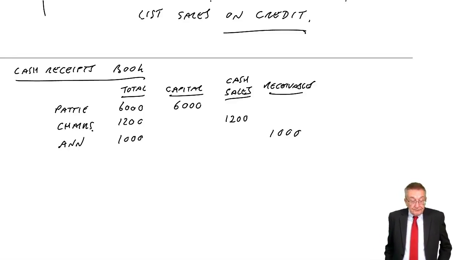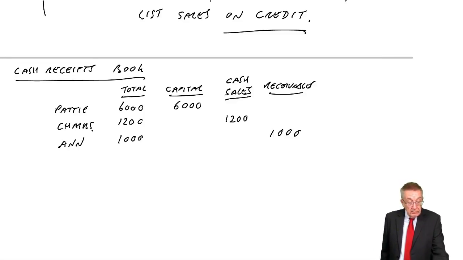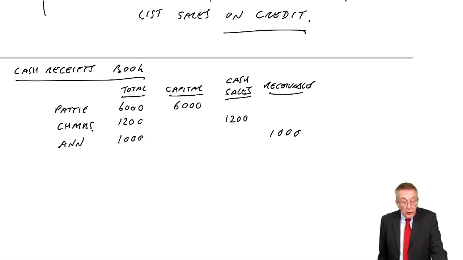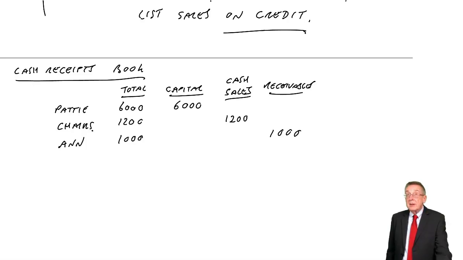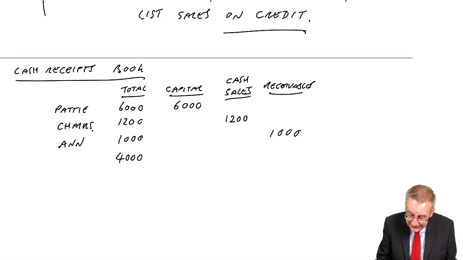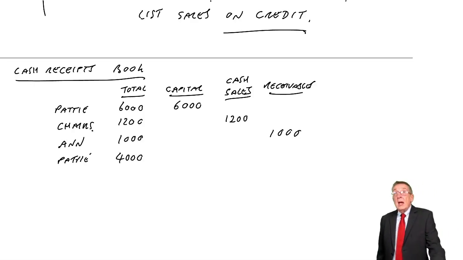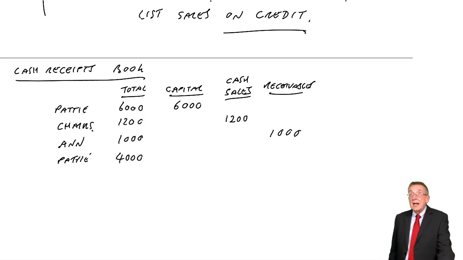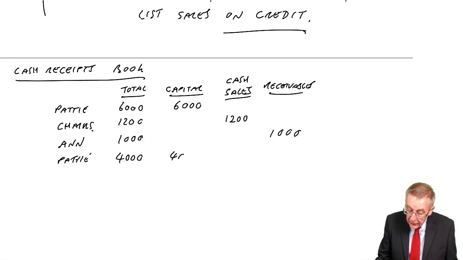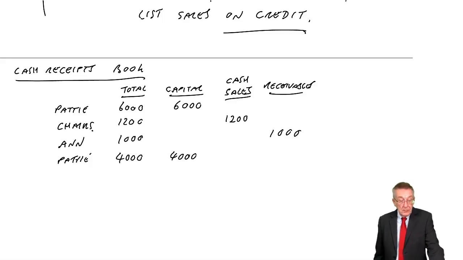Okay, we're nearly there. Or not, anyway. Patty paid another 4,000 of her own business into the business bank account. Well, again, we're doing the books of the business, so the business has received 4,000. And Patty, if you remember, is the owner. So this is more capital. We'll put 4,000 in the capital column.